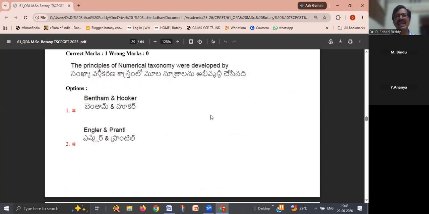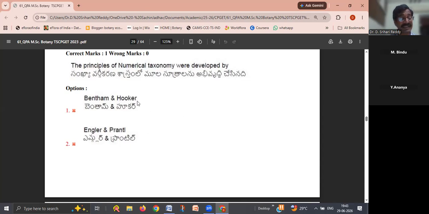Next, the principles of numerical taxonomy were developed by whom? We know that in taxonomy there are different aspects: embryological taxonomy, numerical taxonomy. So it is a quantitative relationship. Based on the similarity index among the different species, they form different groups, different taxa: species, genera, orders, series. All these are formed based on the similarity among the species. That is a similarity index.